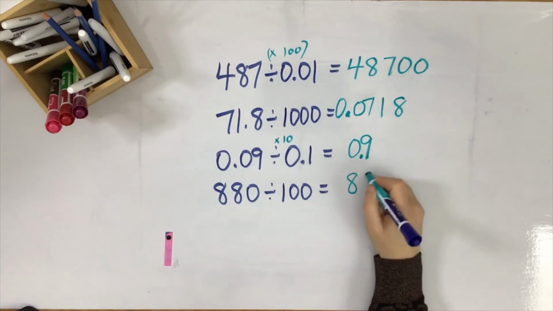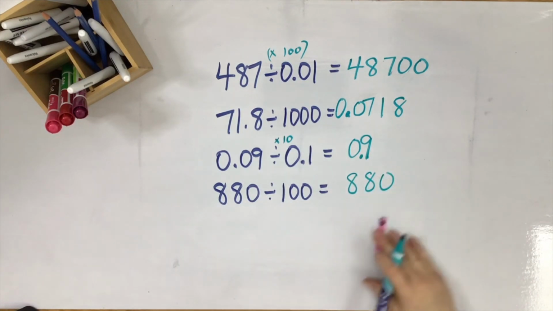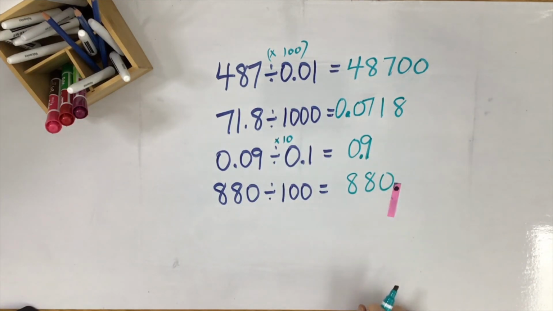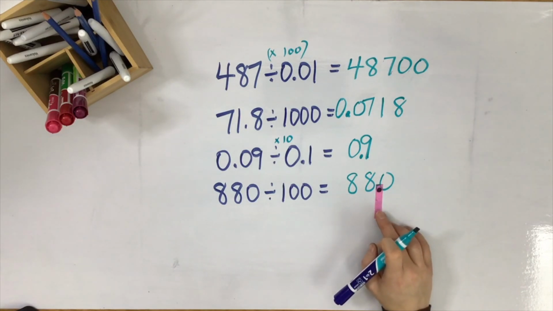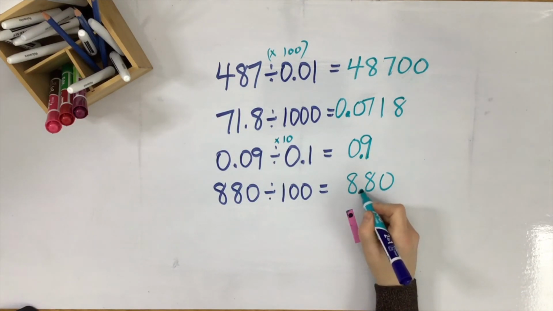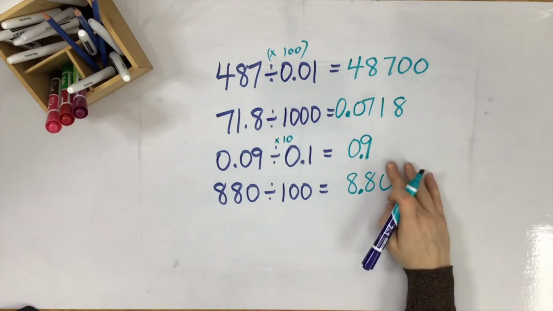880 divided by 100. So our decimal starts here. Dividing by 100 makes the decimal move twice to the left. 1, 2, lives here. 8 and 80 1/100ths, or 8 and 8/10.